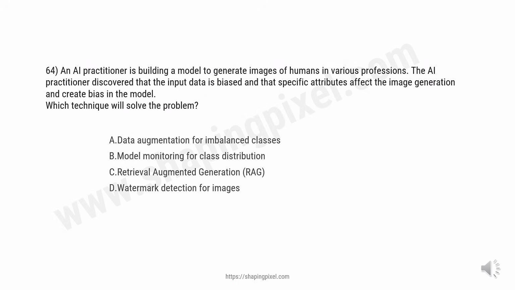Option A, data augmentation for imbalanced classes. Option B, model monitoring for class distribution. Option C, retrieval augmented generation. Option D, watermark detection for images. And the correct answer is option A, data augmentation for imbalanced classes.